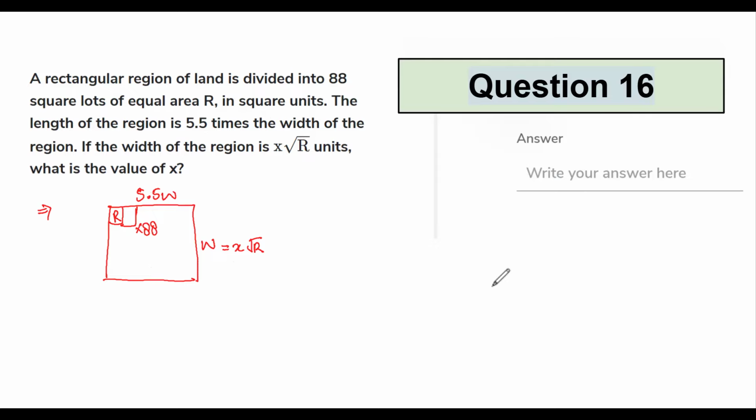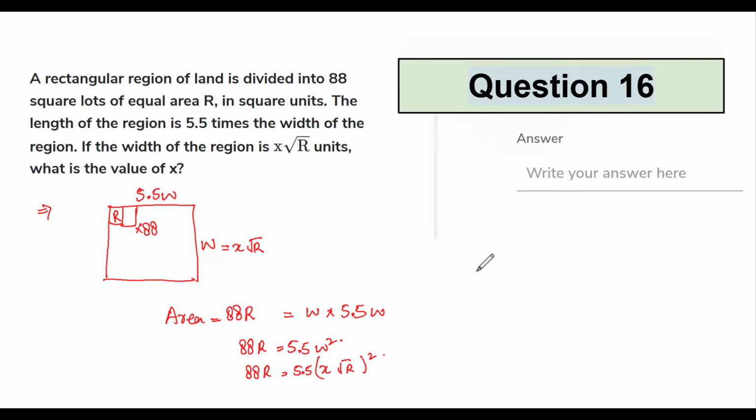Okay. Now we can work it out in terms of the area. Area would be equal to 88r, right? Because there are 88 square units and every square unit has an area r. And also the area of the rectangle is length times width, which is w times 5.5w. So 88r is equal to 5.5 w square. Now, instead of w, plug in x root r, and that is whole square. Let me solve it a little on this side.